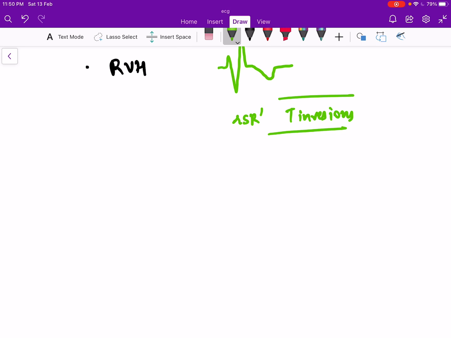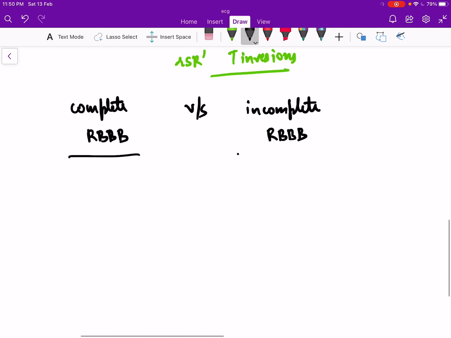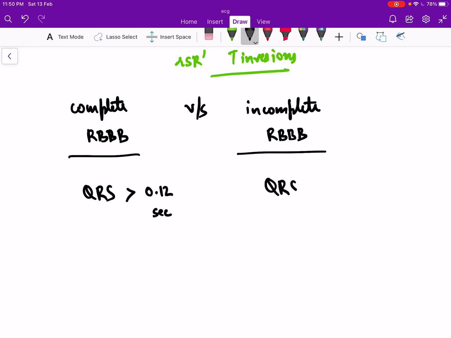One more concept to note here is what is complete versus incomplete RBBB. Complete RBBB is when you have a QRS with a duration of more than 0.12 seconds, and incomplete is if you have a QRS of a duration less than 0.12 seconds.